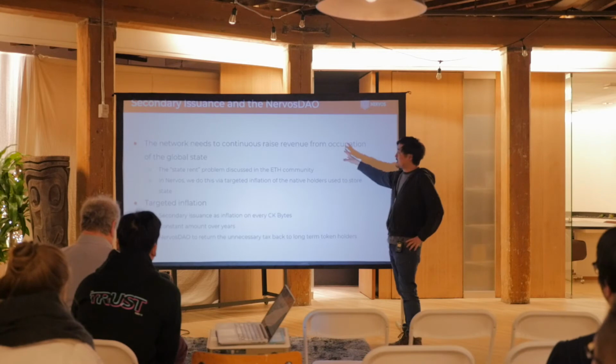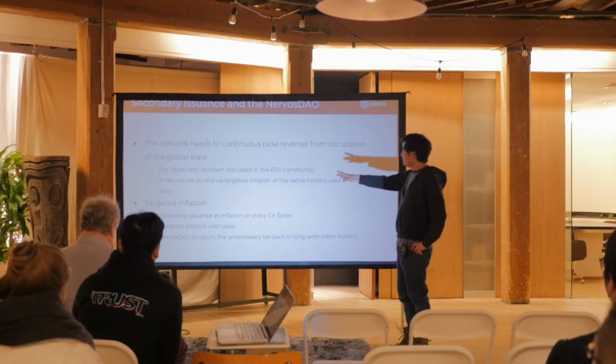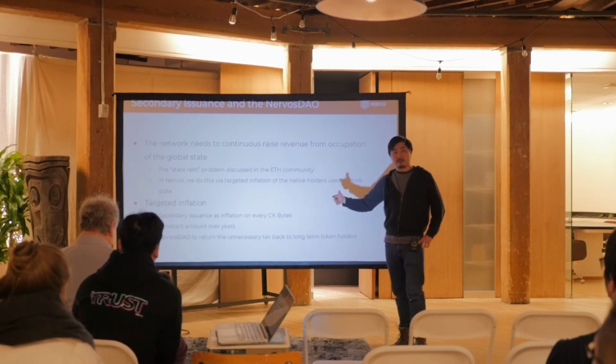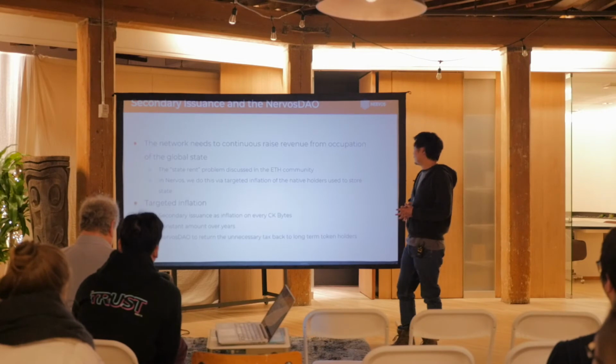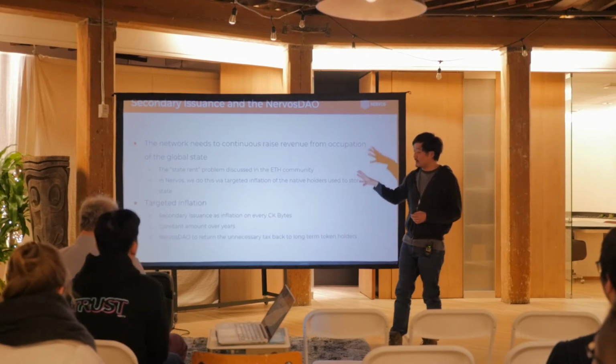So we're going to use that as a continuous revenue stream for the miners, state rent collected. But again, we're not going to collect the state rent the same. In Nervos, we do this not via continuous payments or periodic payments, but with targeted inflation of native holders used to store state, right? So we call this targeted inflation.